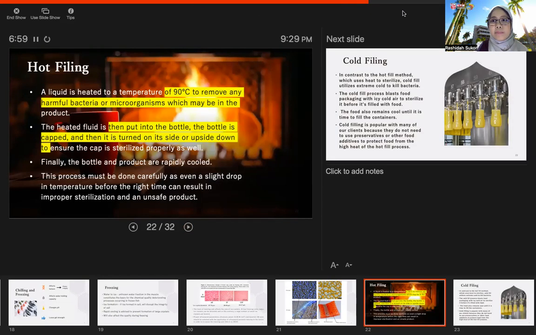Then we go to the filling. Okay. So filling can be hot filling or cold filling. When we say hot filling, this applies mostly to liquid products. For hot filling, the liquid is heated to a temperature of 90 degrees in order to remove any harmful microorganisms which may be in the product. Then the heated fluid is put into the bottle, and the bottle is capped and turned upside down to ensure the cap is sterilized properly. Finally, the product is rapidly cooled, and this process must be done carefully. Even a single drop in temperature before the right time may result in improper sterilization or an unsafe product.